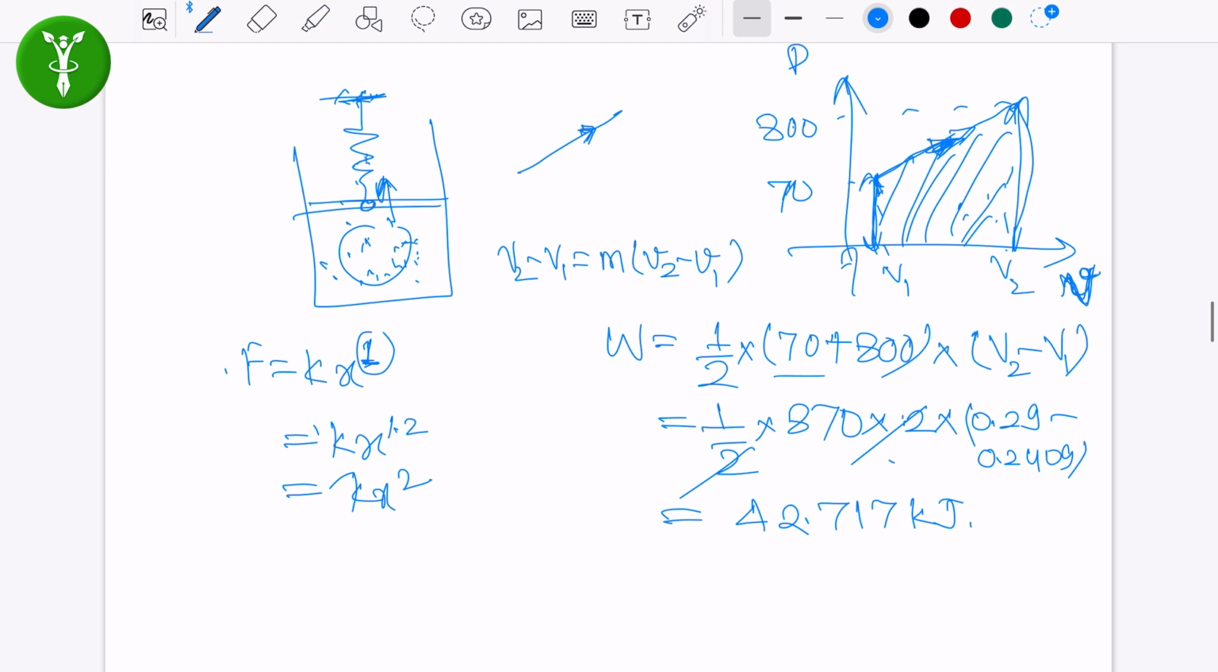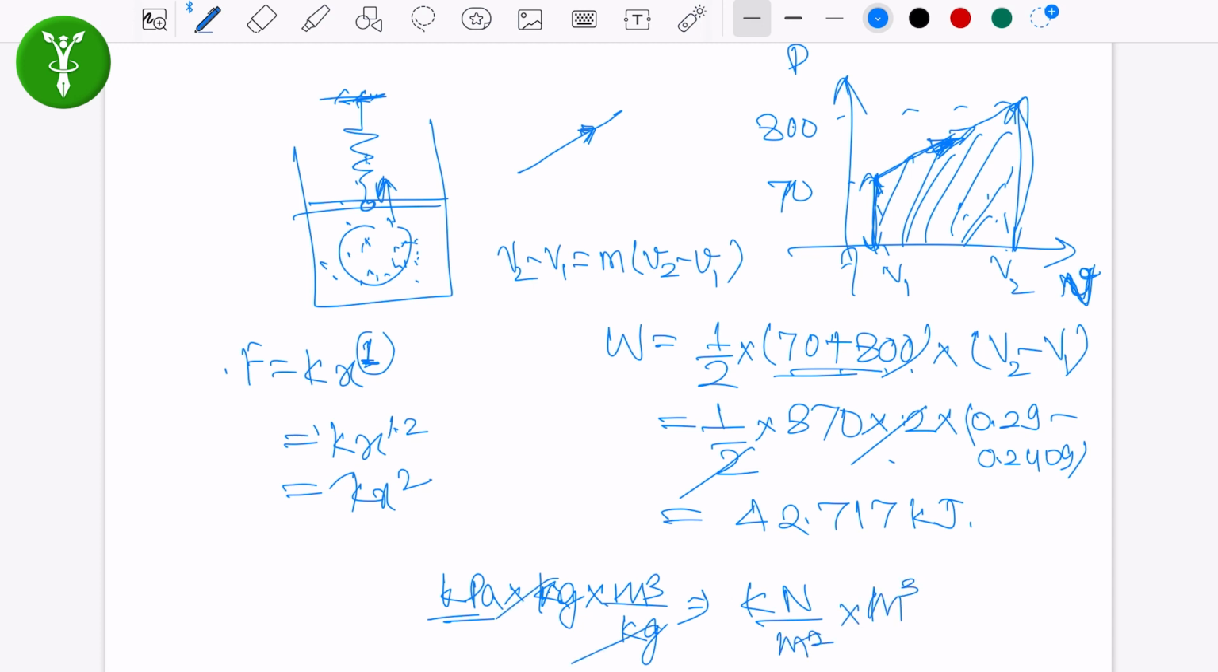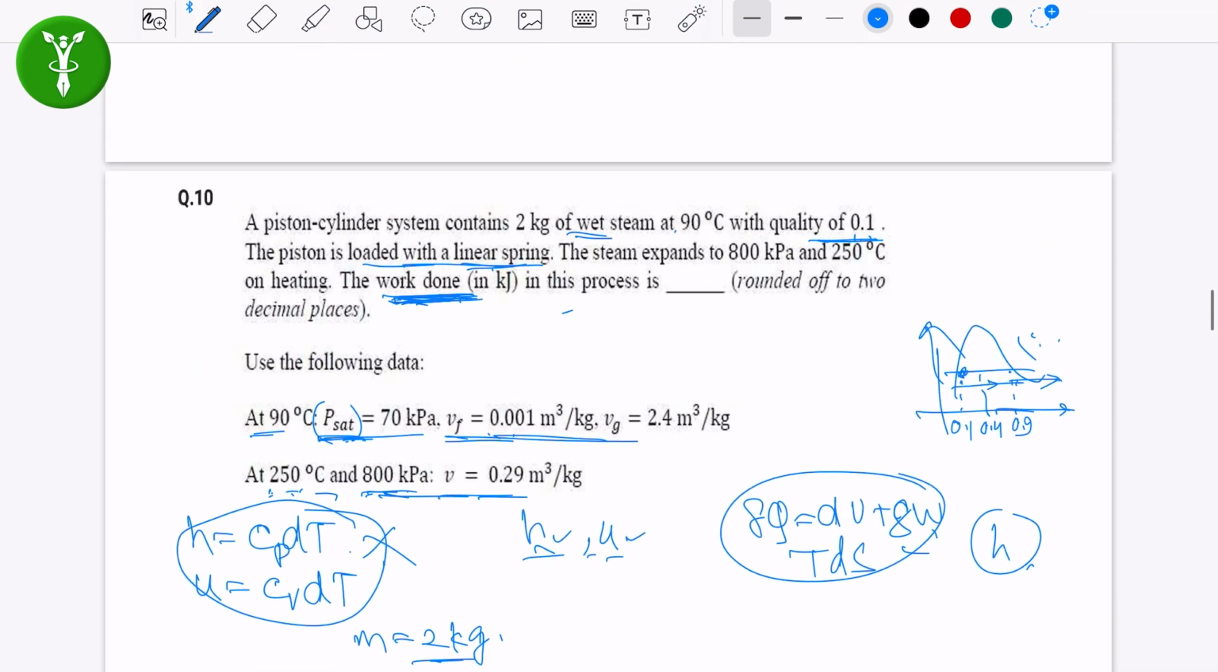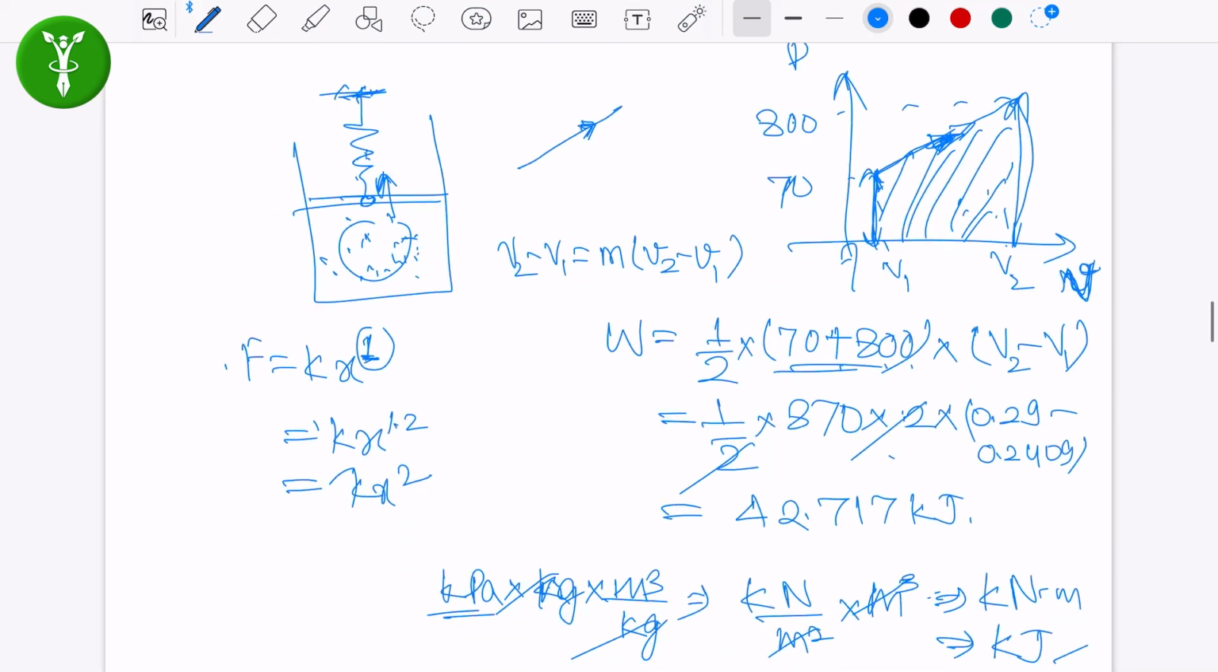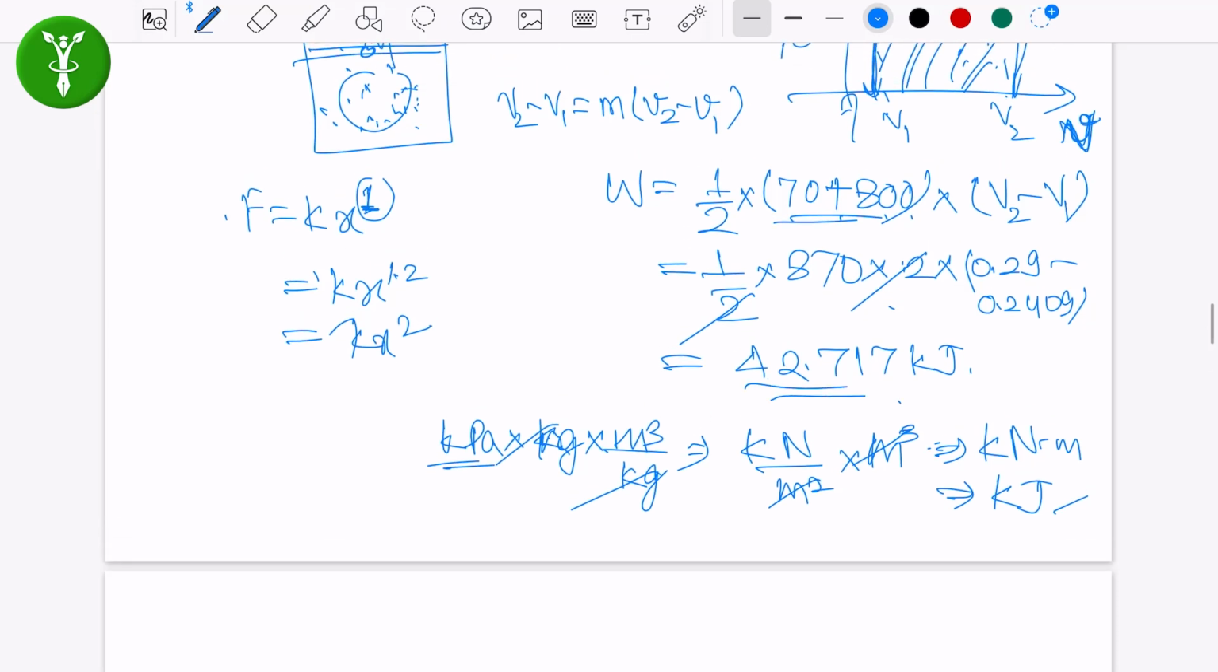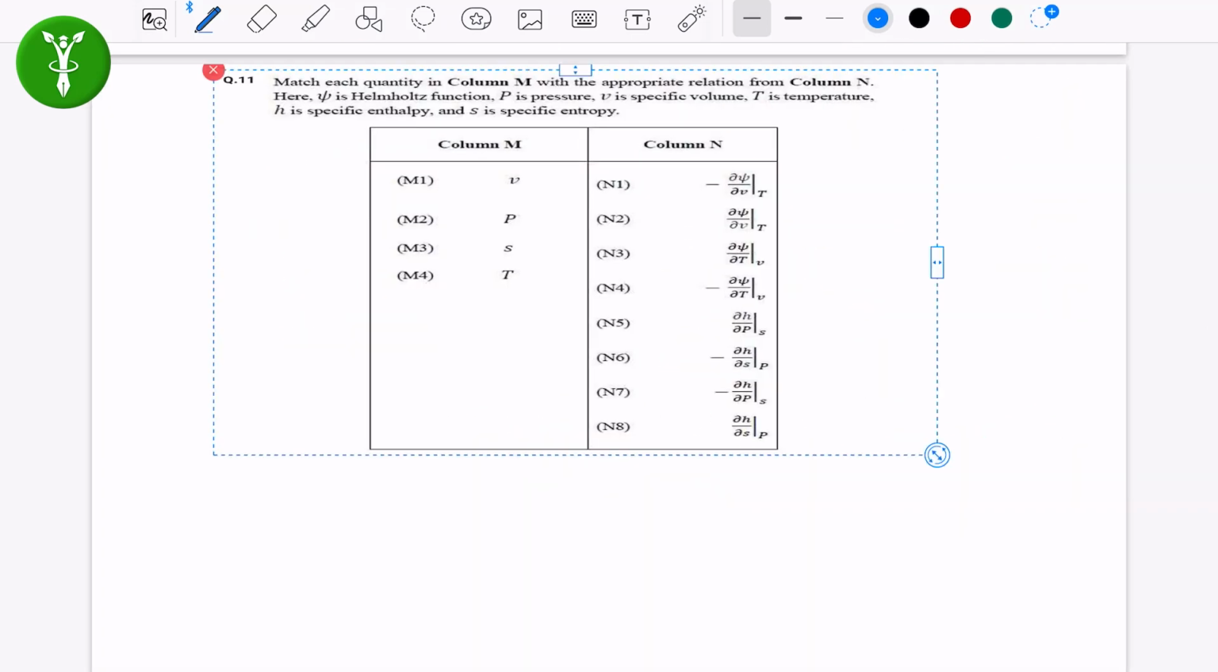Okay, units are also correct. You can cross check the unit. Its unit is kilopascal into m into v2 minus v1, meter cube per kg. So kilopascal you can write as kilonewton per meter square, kg cancels. It is meter cube and this is meter. So kilonewton meter is kilojoule. What has been asked is in kilojoule. So the answer is 42.717 kilojoule. This is a good question.